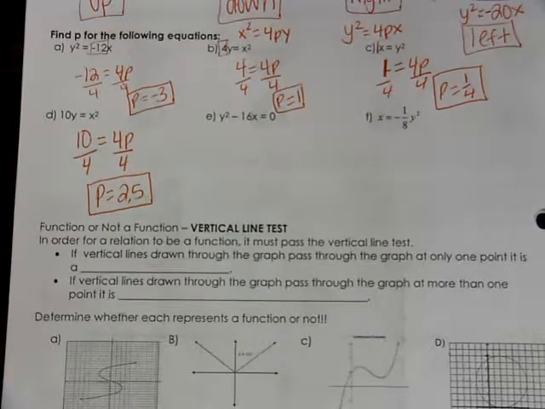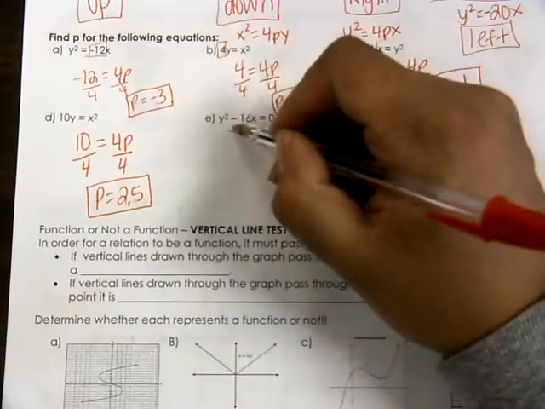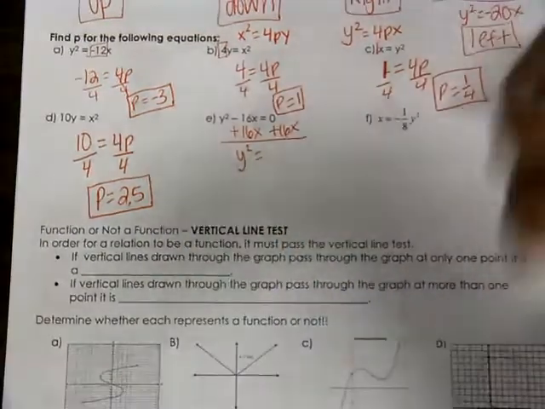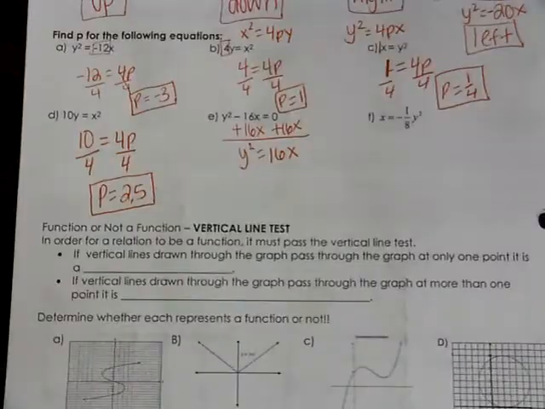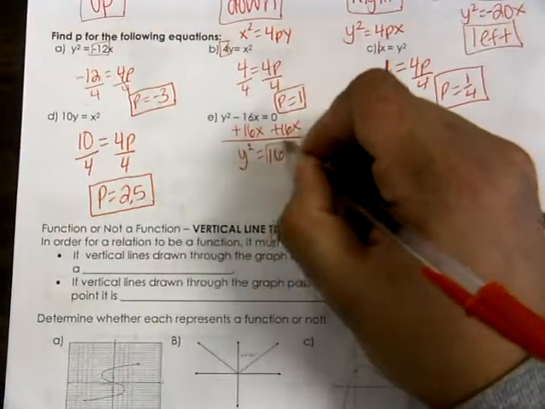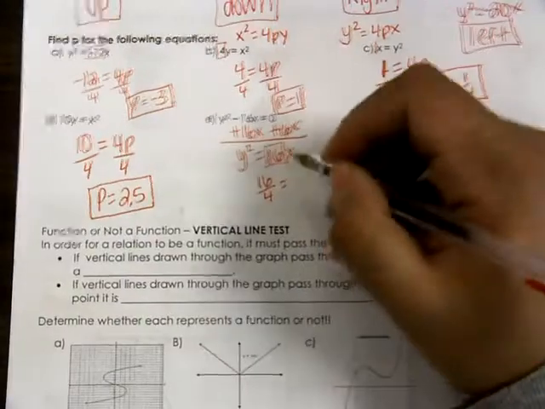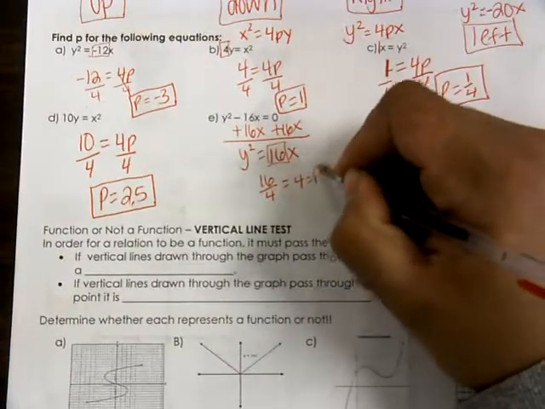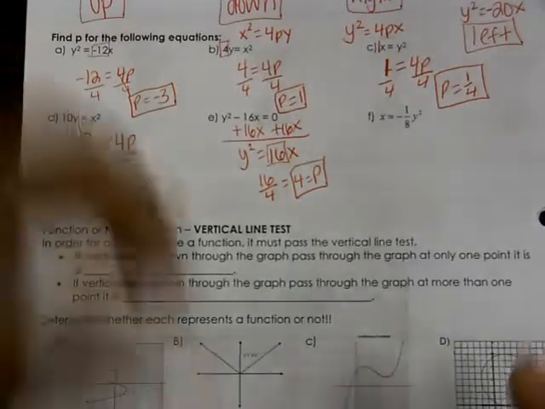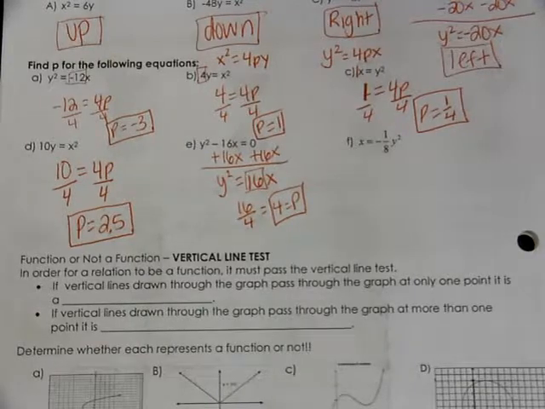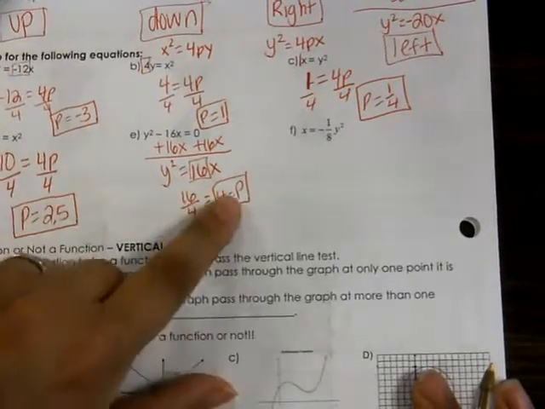But the last two, E and F, are a little different because they're not completely isolated. Y squared has that negative 16x still there, so I need to first add 16x before I can decide what p would be. So now I have y squared equals 16x, and I can take my 16 and divide by 4. Again, if you need to show work to do that, go ahead. If you want to just write it, 16 divided by 4 is 4. That's fine too. So then that p is just 4. If you need to show the setup, 4p equals 16, and then divide by 4, go ahead. Or if you just want to say, I'm going to divide by 4, get my answer, that's fine too.